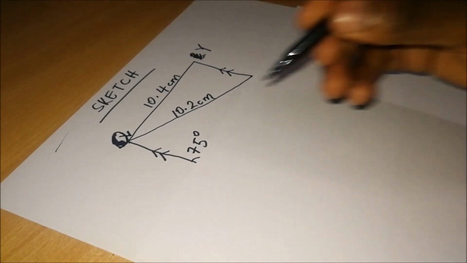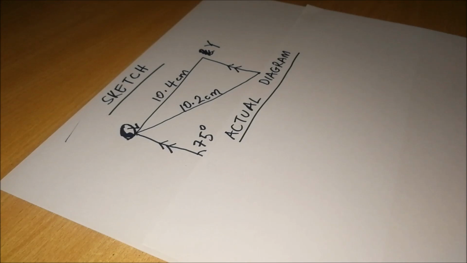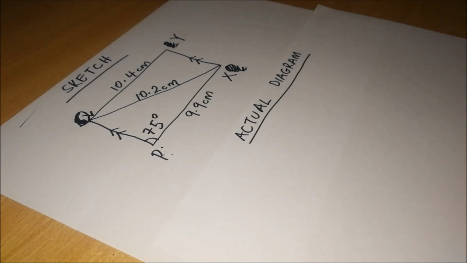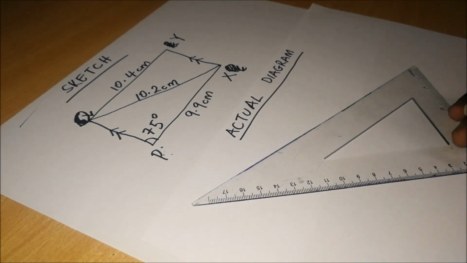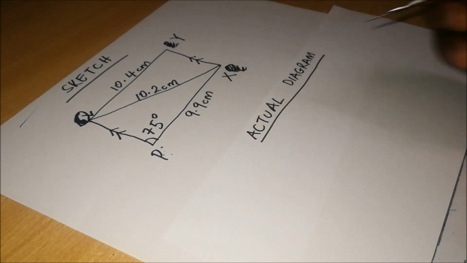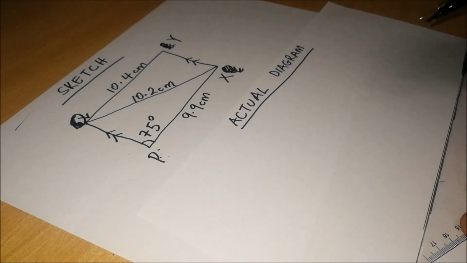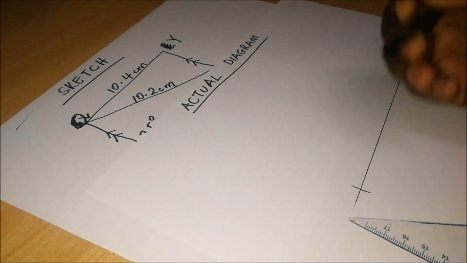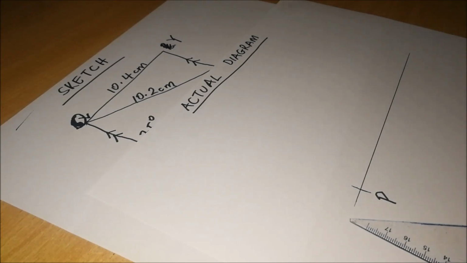So if that is our sketch, here is our actual diagram. We'll begin with PX is 9.9 centimeters. So I'm going to get my ruler and my pair of compasses. I'm going to use my ruler to first draw this line, our line PX. So I'll draw the line PX right there like that. When I draw it, I will label this part P.